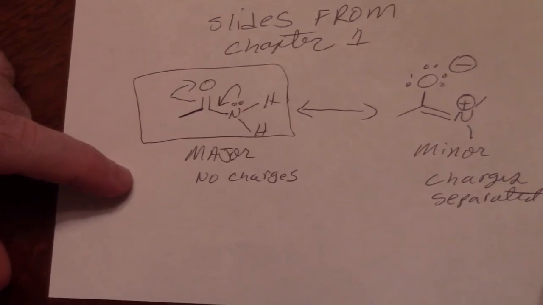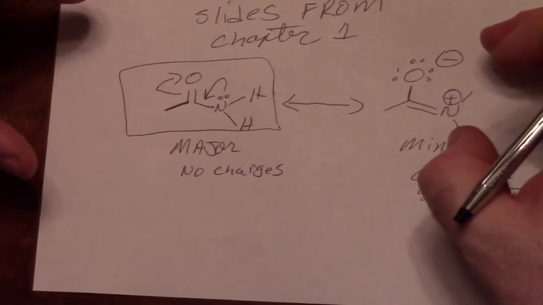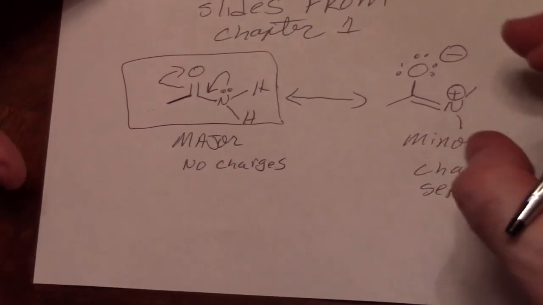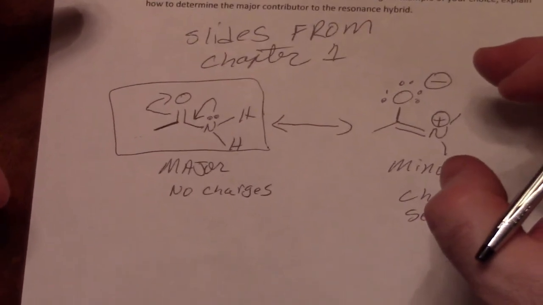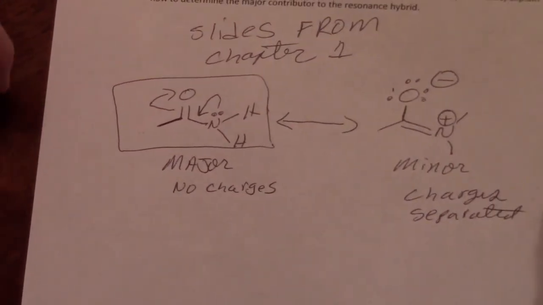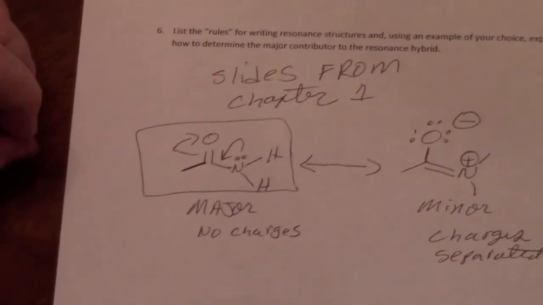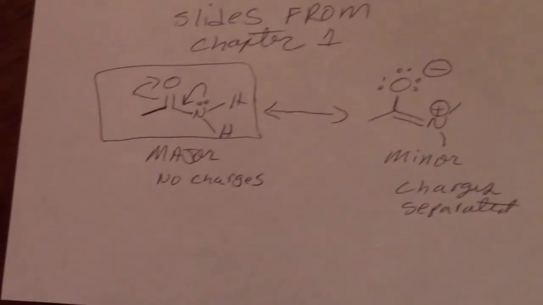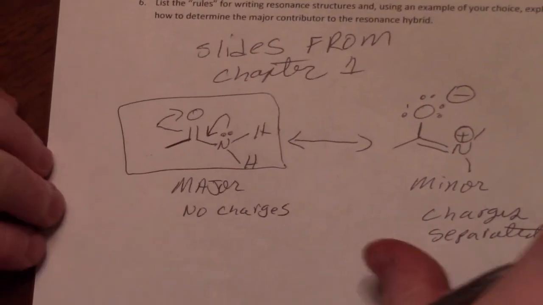A lot of people gave an example but struggled on the explanation for why their major contributor was the major contributor. So you needed to refer back to those rules for writing resonance structures to determine that. So I hope the YouTube video helps, and I will see you all in class later.